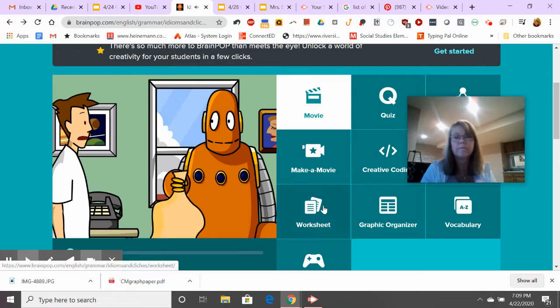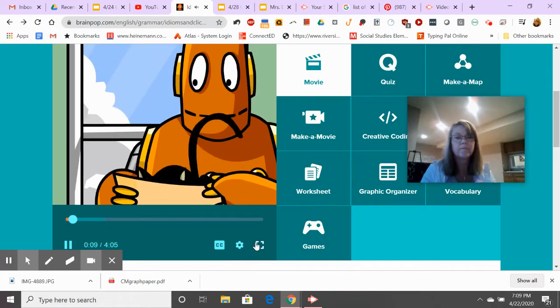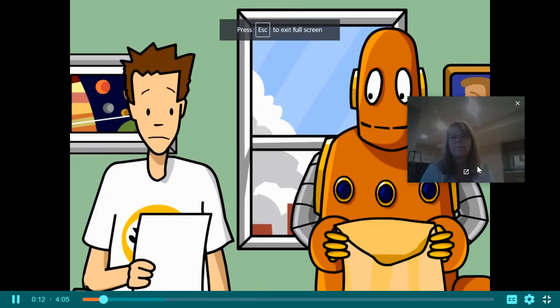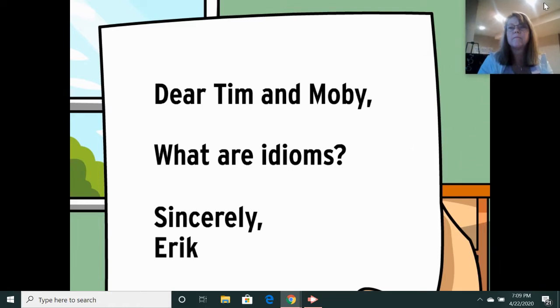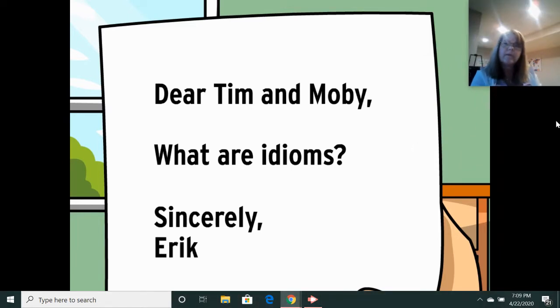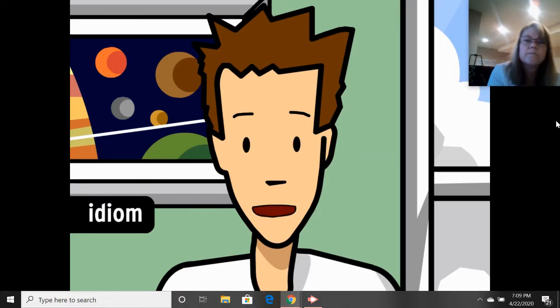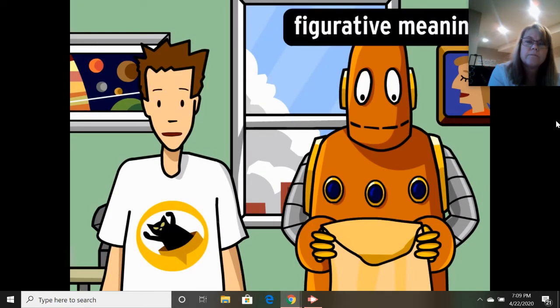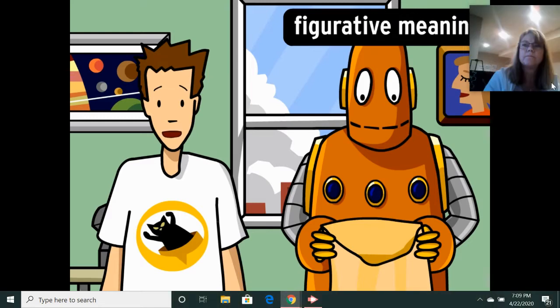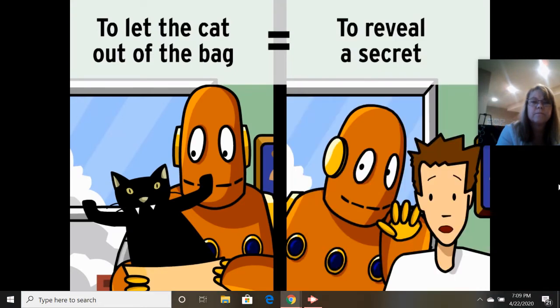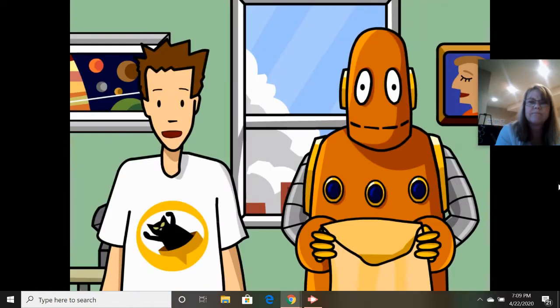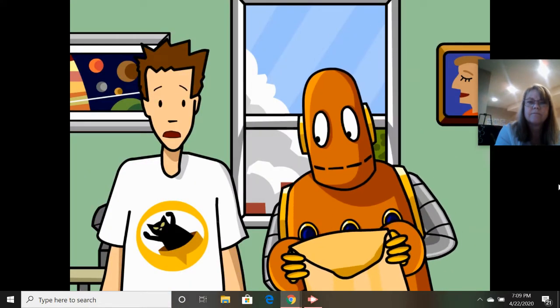Hey, Moby. What's in the bag? Yikes! Dear Tim and Moby, what are idioms? Sincerely, Eric. An idiom is an expression whose meaning is completely different from what its words seem to say. Instead, it has a figurative meaning, an additional layer of understanding known only to those who are already familiar with the idiom. For example, to let the cat out of the bag is an idiom that really means to reveal a piece of information, often a secret. If you didn't know that figurative meaning, the words by themselves wouldn't make much sense at all. After all, who actually keeps cats in bags? And what do either have to do with secrets?